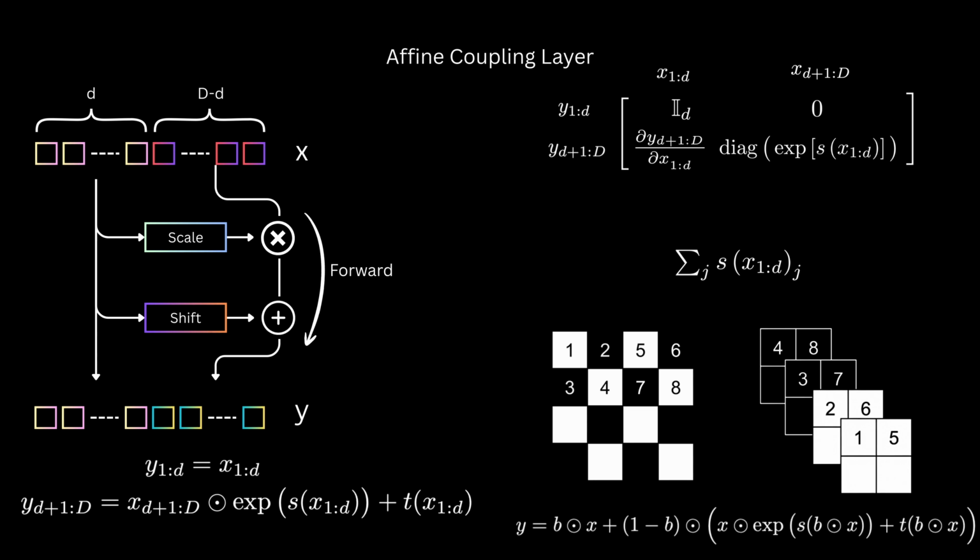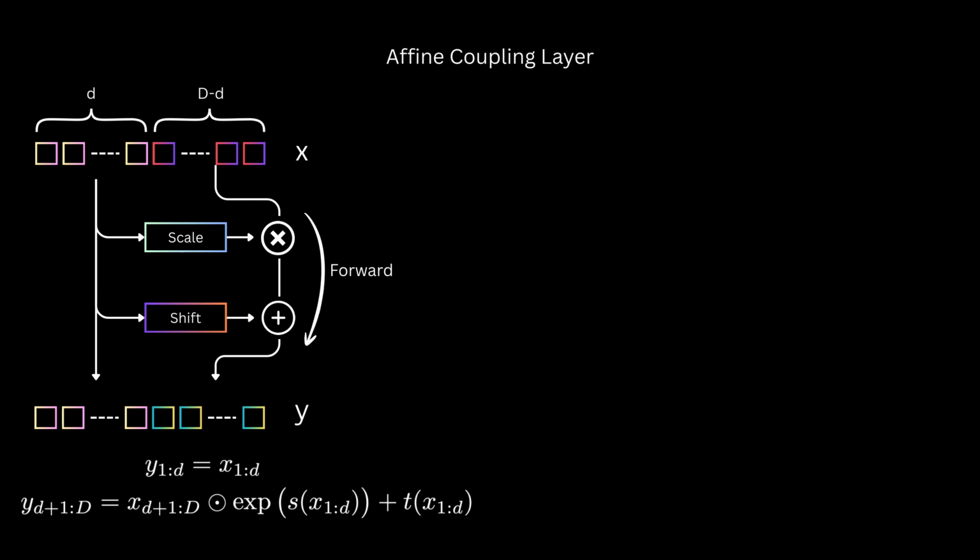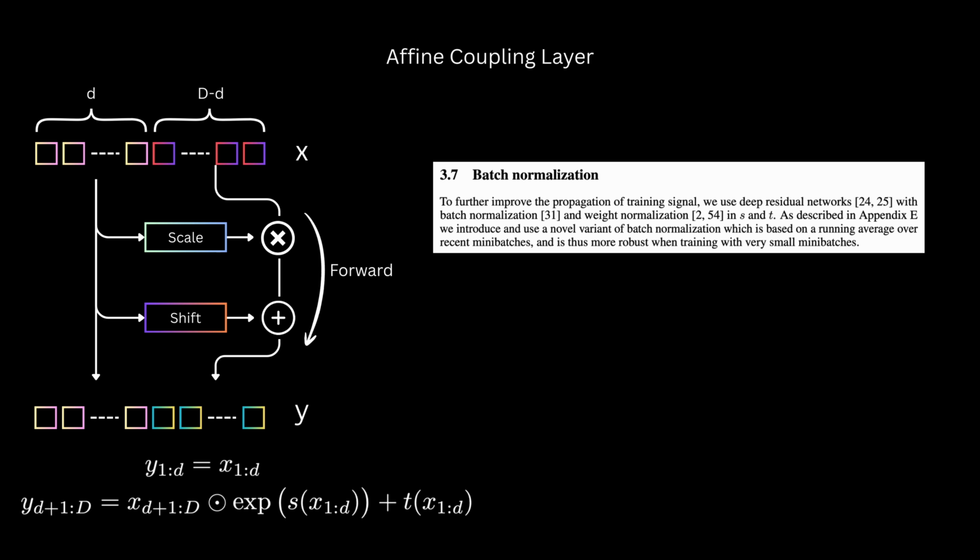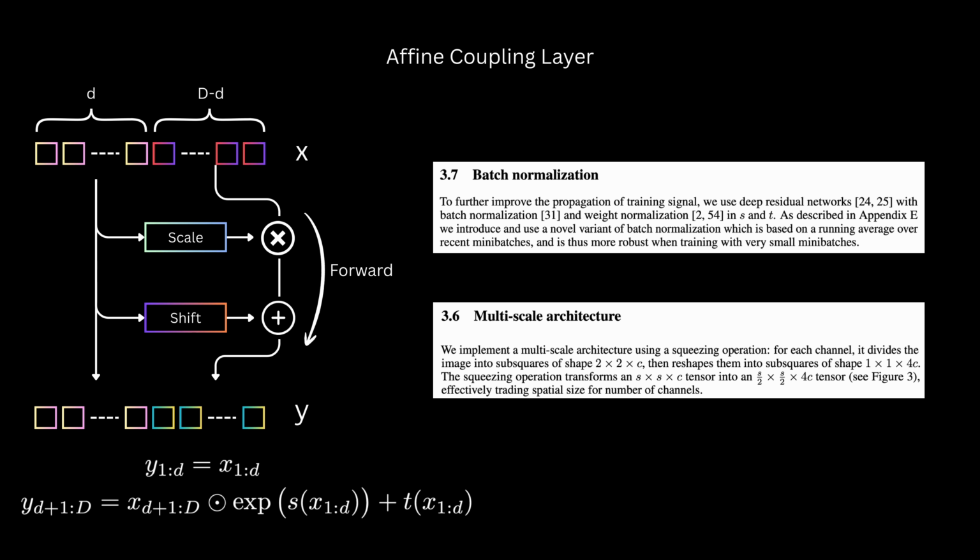The paper actually has a lot of other details, but for the purpose of building a simple RealNVP model, this is all we need. In the paper, the authors also use a modified version of batch norm as well as a multi-scale architecture, but we are not going to go over those in the interest of time. In the next section, we'll implement a simple RealNVP model, which will just be a stack of affine coupling layers.